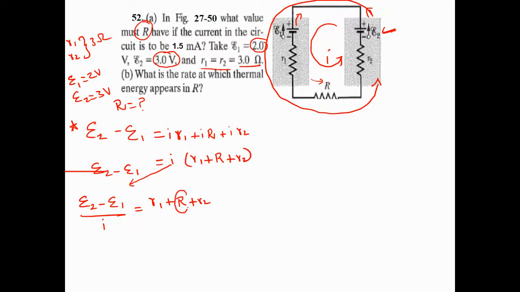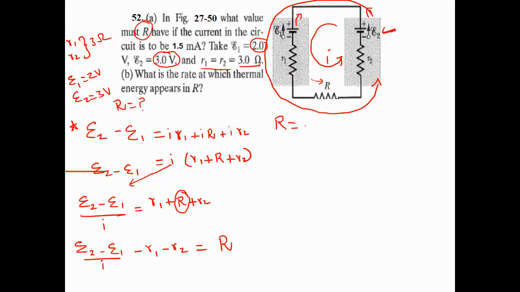Now we are going to find the value of this R. It's very easy. You can rearrange it as (E2 minus E1) divided by current. When you move R1 to the left-hand side, this becomes minus, and when you move R2 to the left-hand side, this becomes minus, which is exactly equal to the resistance. Now substitute the values. We have the value for all the things.